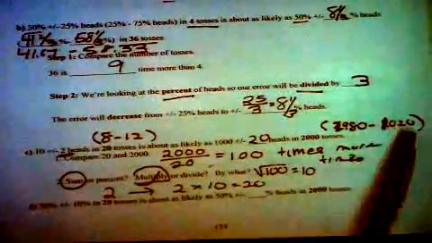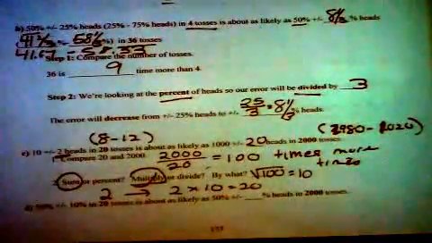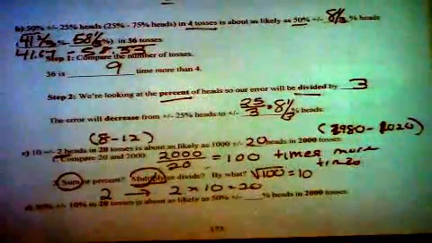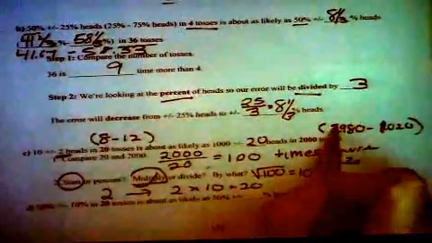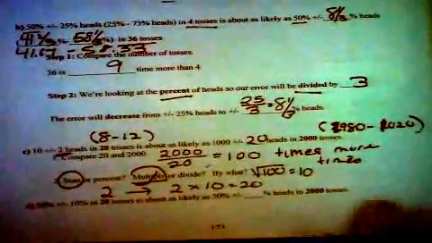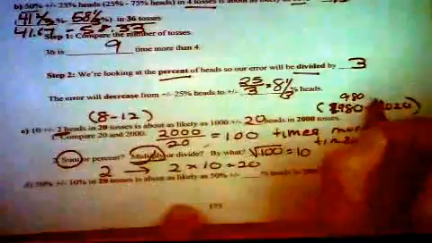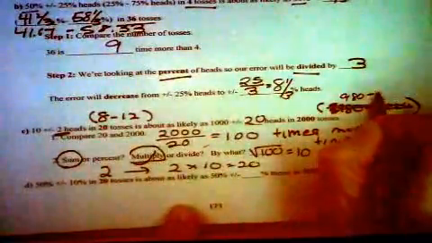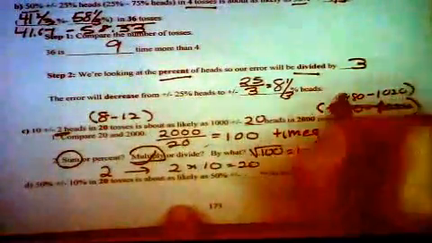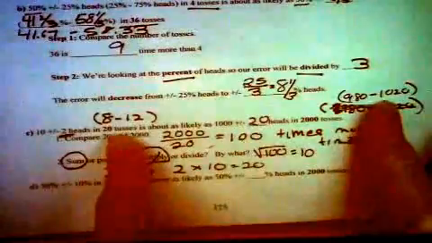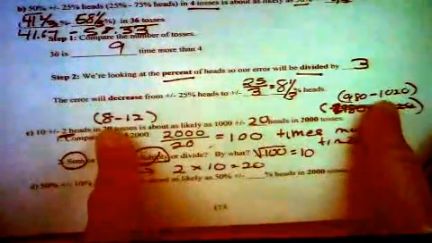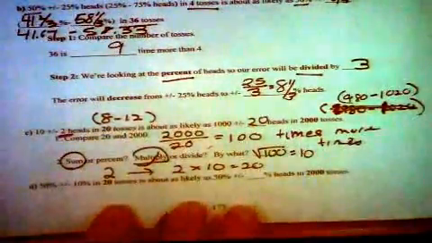How can you get 2,020 heads out of 2,000 tosses? All right, sorry about that. And now, finally, our last one, this says 980, I'll just rewrite it, to 1,020. This interval is the same as this interval, the chance of getting it.